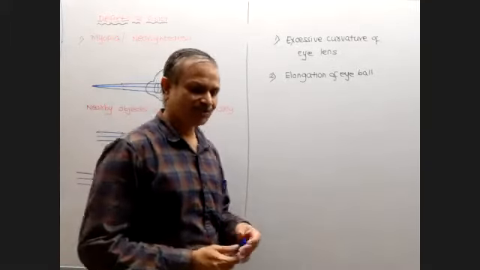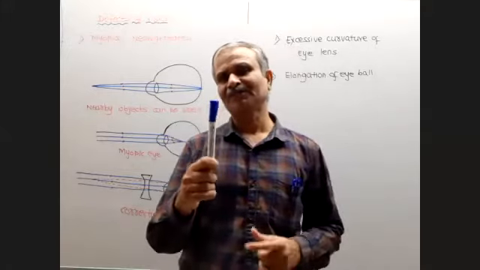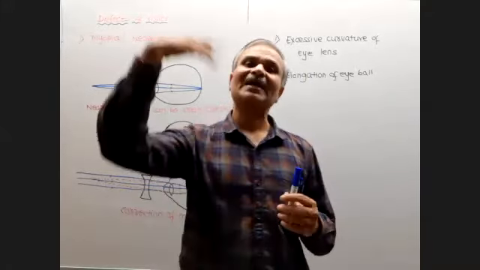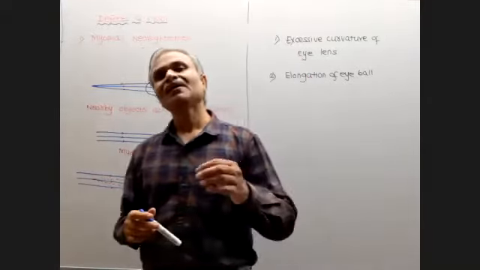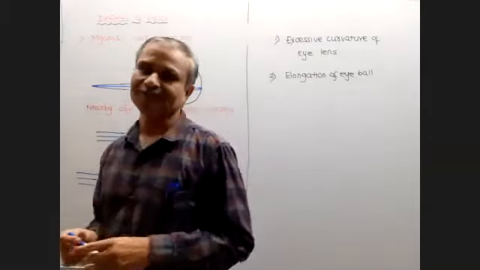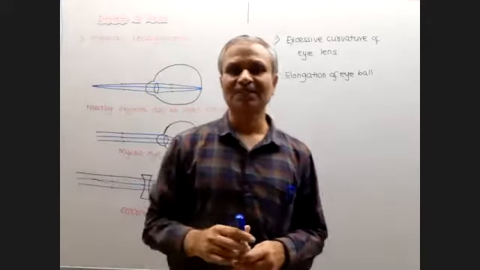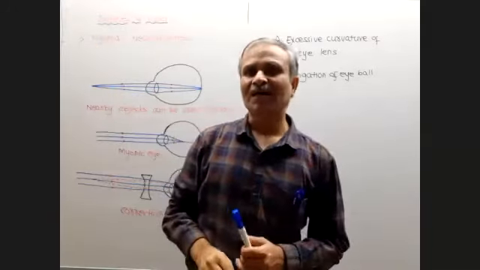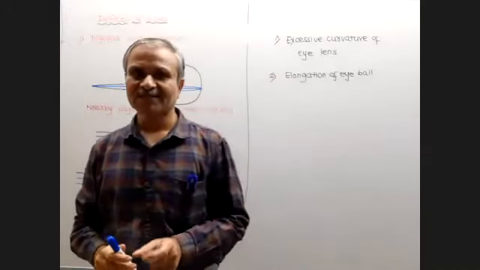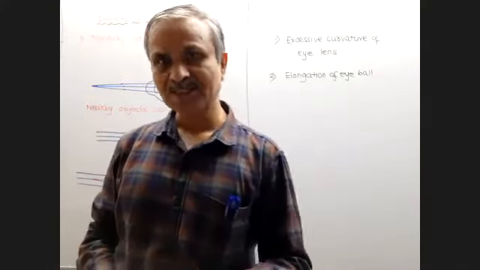And one more term which we are discussing is far point. Like the near point is 25 centimeters for the normal human eye, far point means the maximum distance up to which we can see the image clearly. It is called the far point. Again, for the normal human eye, this far point is infinity.